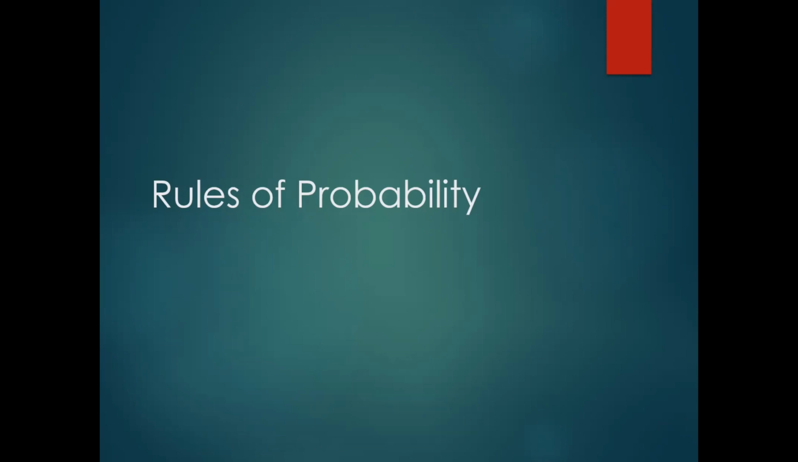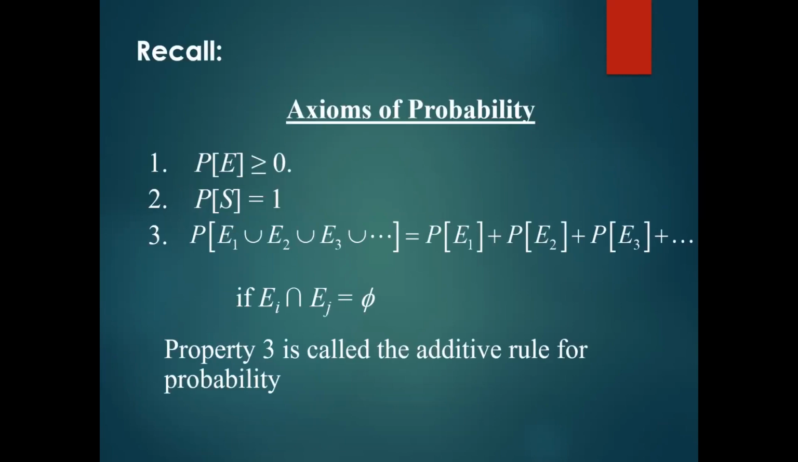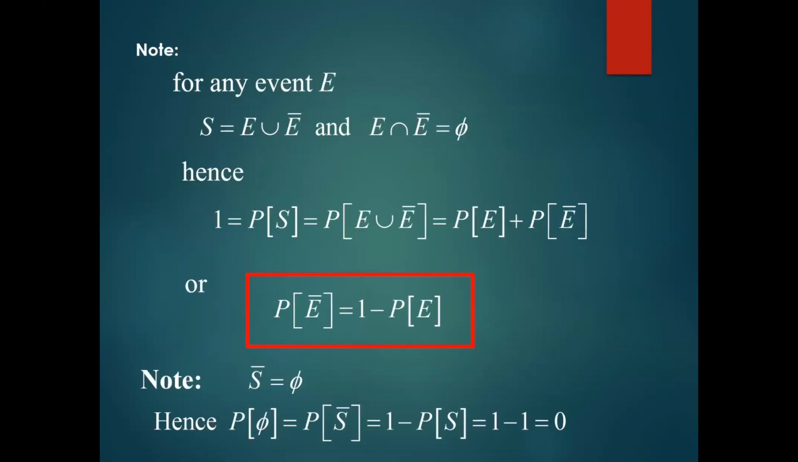The rules of probability. We already discussed that you can always use these axioms, of course. The third axiom is actually the rule for computing the probability of a union of several events. This is what we call the additive rule. But this rule is only applicable if you have disjoint or mutually exclusive events, meaning that if you take the intersection of these two events, you get a null set. And of course we have proven this rule.